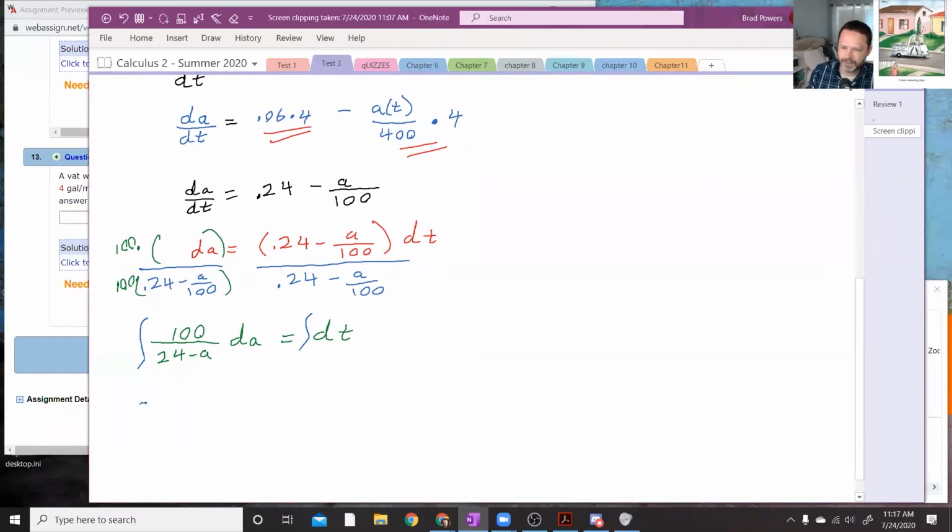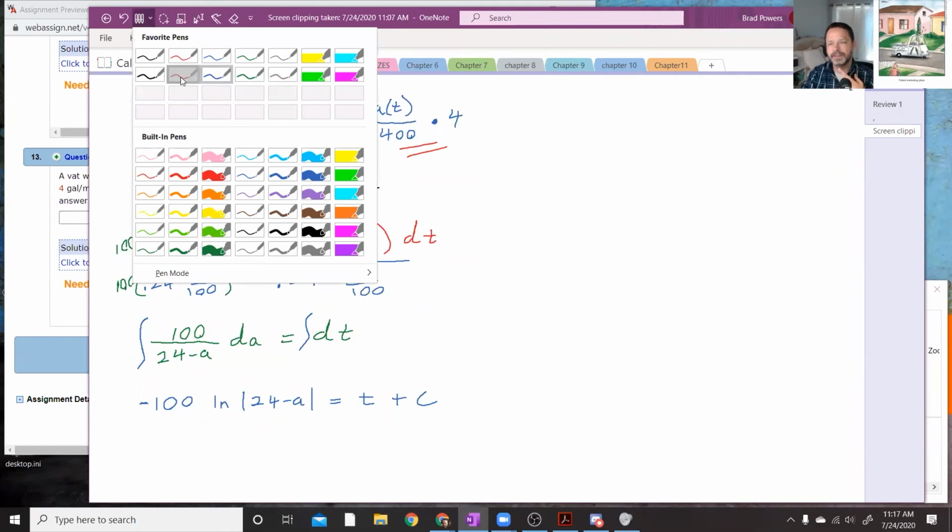Yes, so negative 100 ln of 24 minus A equals T plus C. If I'm not making any terrible mistakes, that looks right. So you had to put that negative out in front because we have negative in front of our A here. If you were going to work backwards, they'd cancel out and you did chain rule. Is that okay?